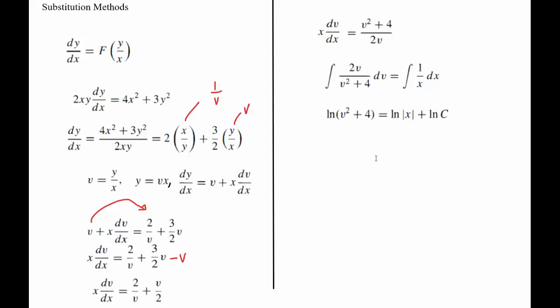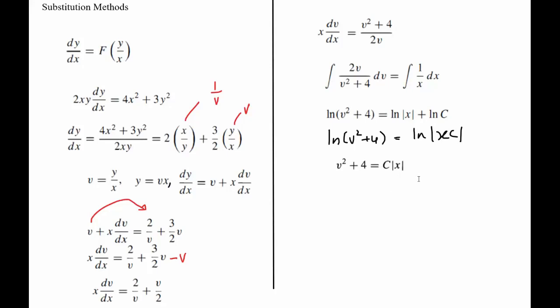So we end up with: the log of v squared plus 4 equals ln x plus ln c. You can put ln c here or just any constant; it doesn't really matter, but it's a good idea because now you can easily combine them. So this is ln of v squared plus 4, and here this can just be written as ln of xc.